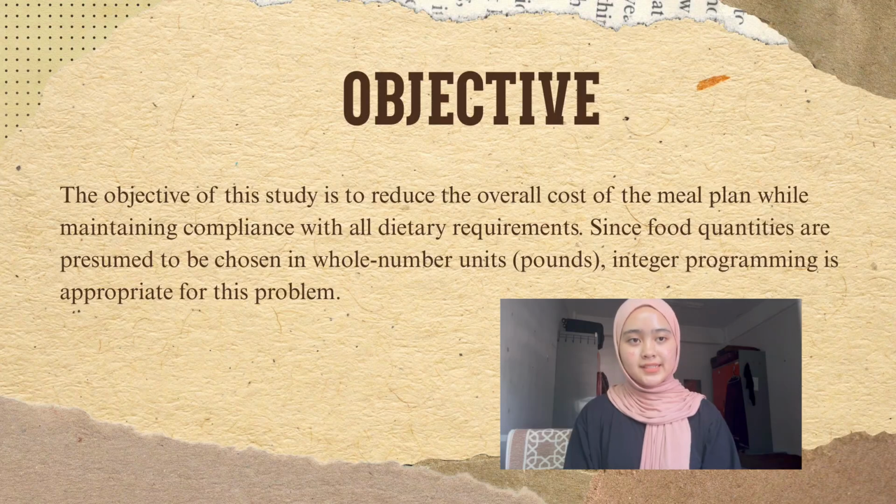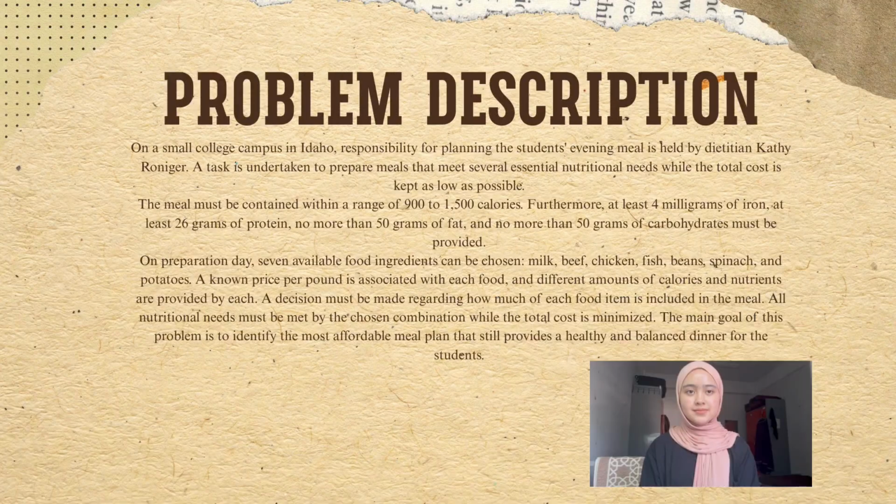The objective of this study is to minimize the total cost of the meal plan while ensuring that all dietary and nutritional requirements are met. Since food quantities are assumed to be selected in whole number units, integer programming is the most appropriate method for solving this problem. This problem takes place on a small college campus in Idaho, where the responsibility of planning students' evening meals is assigned to a dietitian.